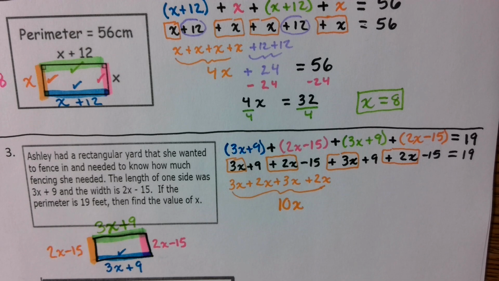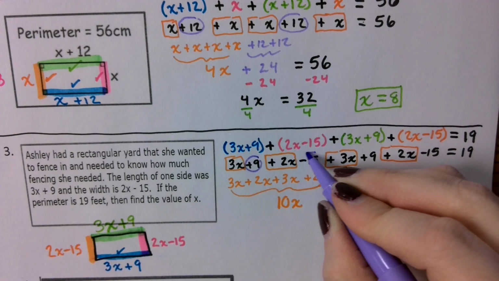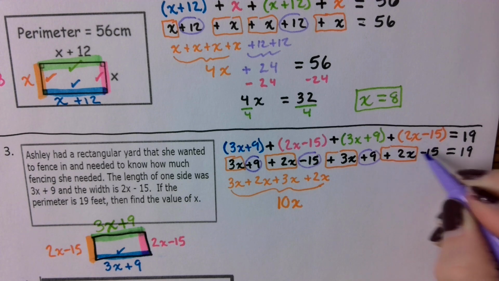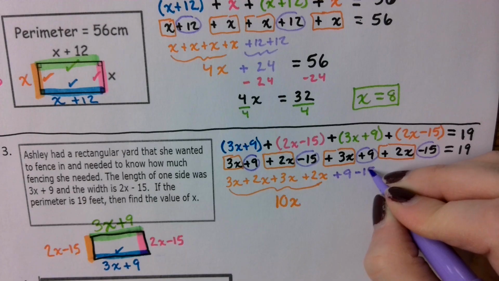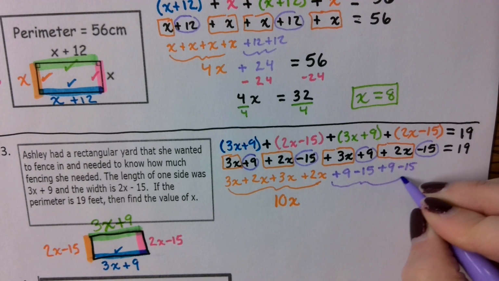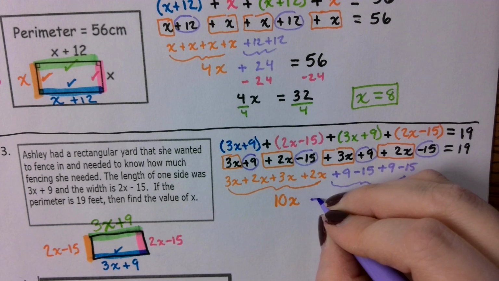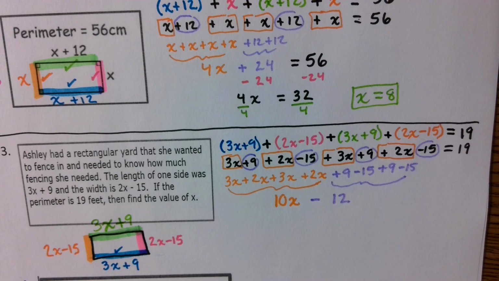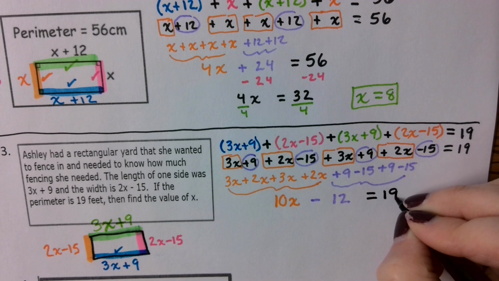Okay, tell me next. What am I doing now? Corey? Good. Plus 9 minus 15 plus 9 minus 15. So we have a positive 9 and negative 15, positive 9, negative 15. We can combine those all together. And what will that give us? Negative 12. Good. So we'll have negative 12. And the whole thing is still equal to 19.